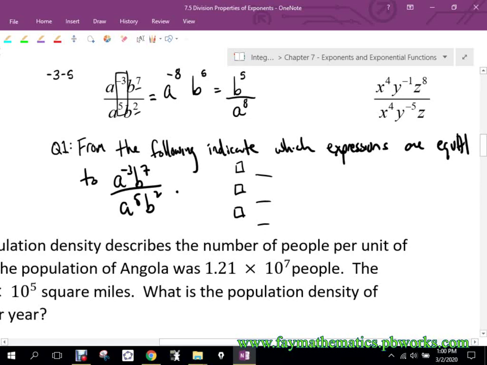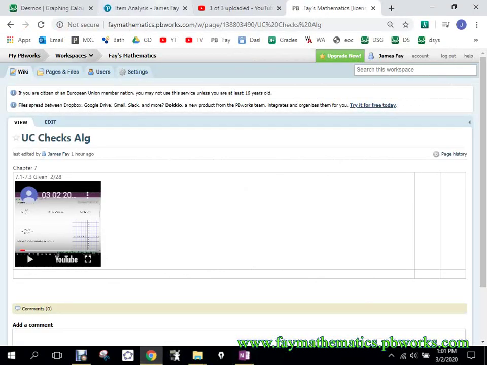So one of your options would be, for instance, is a to the negative 8, b to the 5th equivalent to that? Is maybe b to the 5th over a to the 8 equivalent? And then we'll see, let's say, a to the 8th over b to the negative 5th. So it'll give us a total of 6 of these, and we're going to see which ones are equivalent.